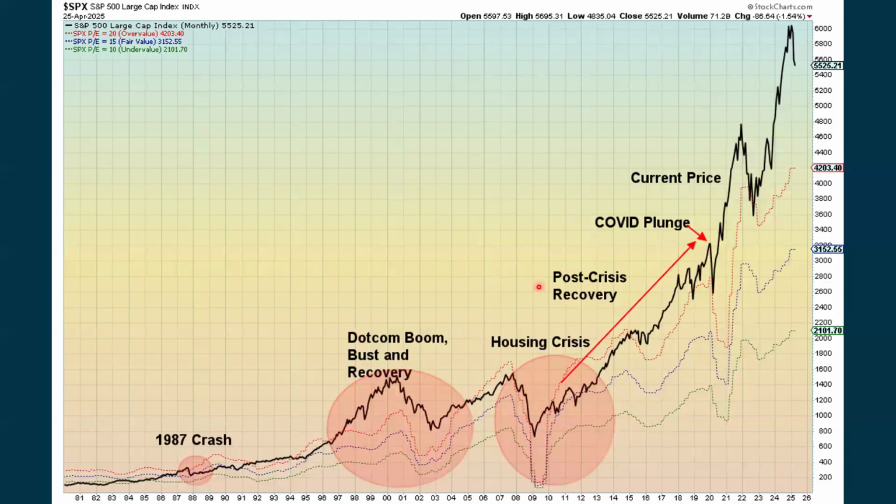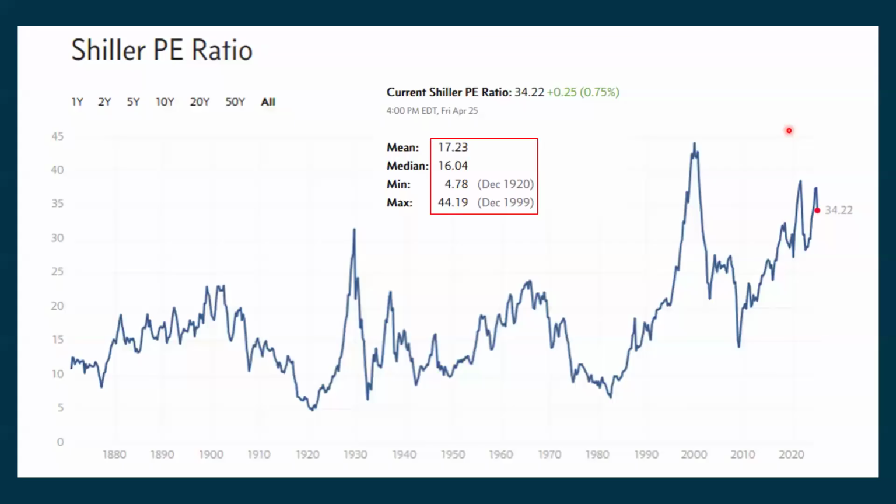This is that same thing going back to 1980, different events that have happened and what the valuations were at that time, and then looking at what the valuation is right now. We also look at a variation of this with the Shiller PE ratio. This looks at earnings spread out over a 10-year period of time to get rid of any outliers or one-time events. And right now we're coming in at 34.22 with the PE ratio.